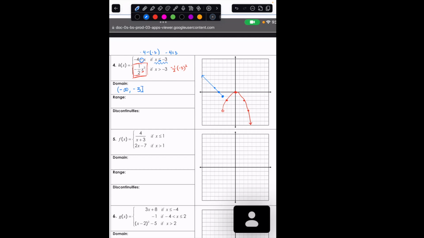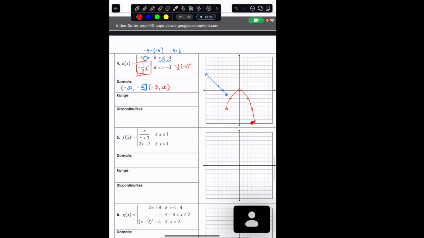I'm going to put the bracket on this side because I know that's where the -3 is included. And then my domain for the rest of it is from -3, nope, sorry, that should be a parentheses. -3 to infinity. So this just gives me a little bit more information that there's something weird going on at -3. All right, and then for my range, this is going down to -infinity.